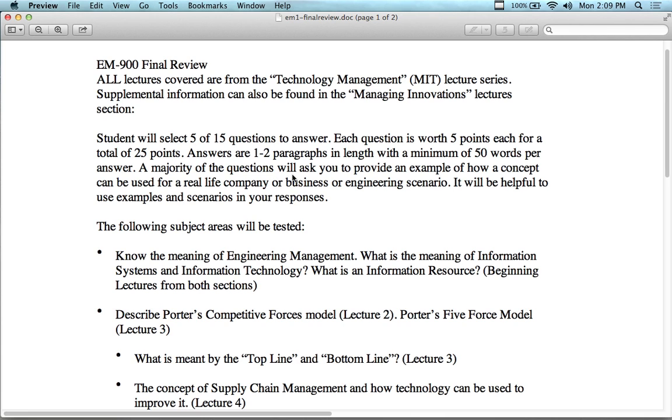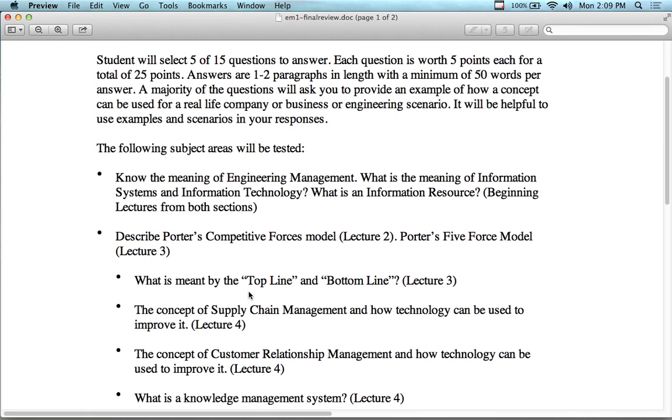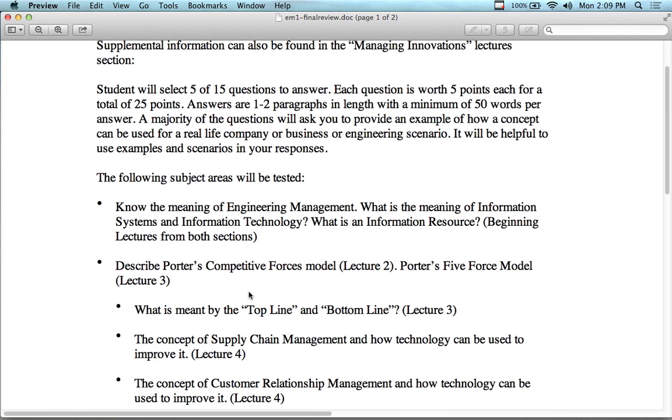So they're 1 to 2 paragraphs in length, with a 50-word minimum. If you look at these questions, actually the first 3 questions are 50 words. So it's not that much writing. What I'm looking for is more than 1 word or 2 words. I want a couple of sentences.